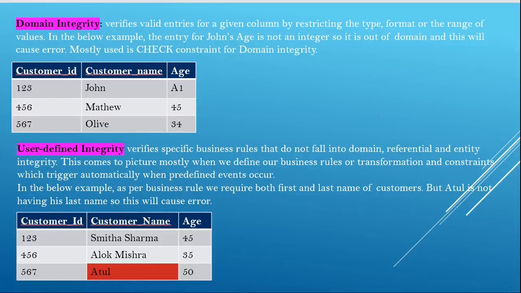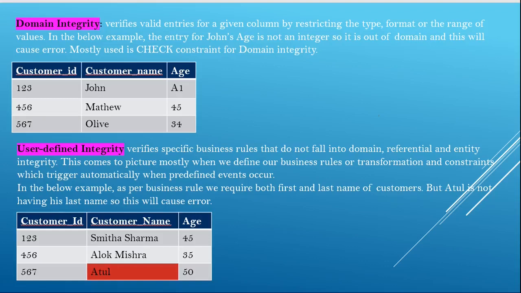So domain integrity. This verifies valid entry for a given column by restricting the type, format or the range of values. In the below example, the entry for John's age is not an integer, so it is out of domain and this will cause error. Mostly used is check constraint for domain integrity.